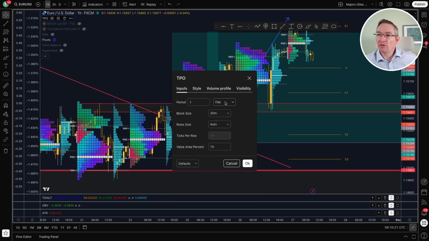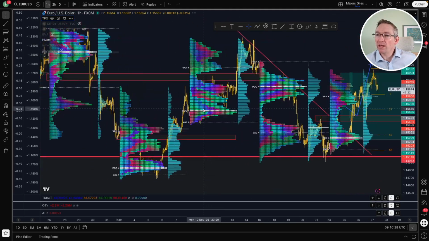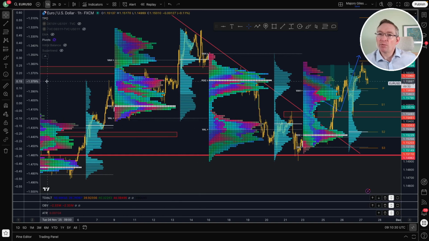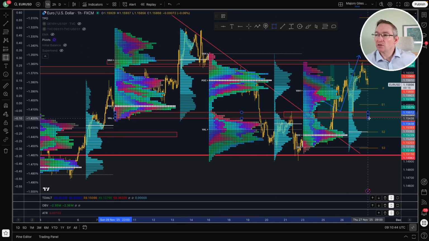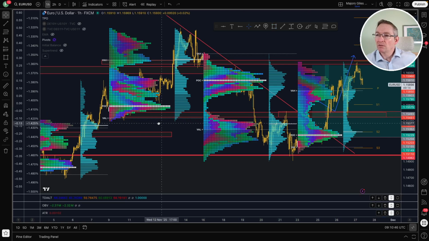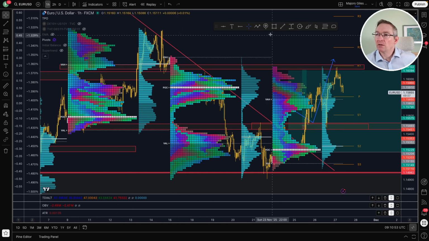You can also change it to a weekly time price opportunity. So this is a time price opportunity for the whole week. What you want to do is put in the levels that are really important. So in a previous week, there's a value area high from a previous week, and there's a value area low from a previous week. Then you've got a new week, another value area high, and another value area low.